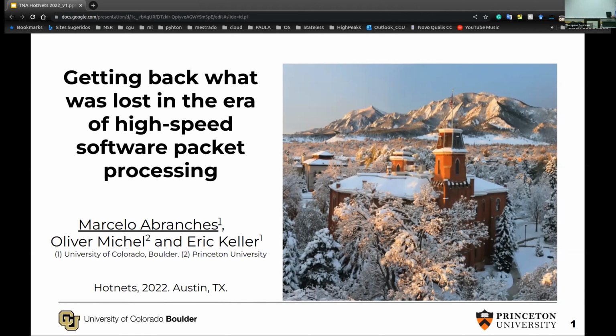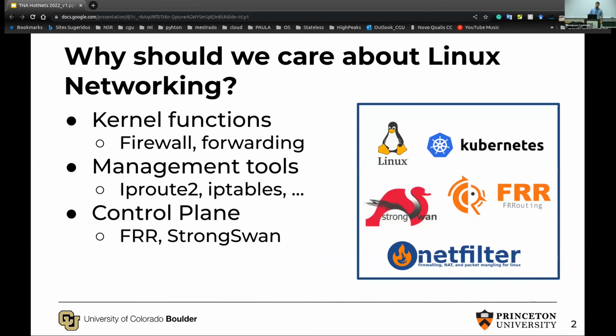Yeah, thanks for the introduction. I'm Marcelo from the University of Colorado Boulder. Today we'll talk about our paper called Getting Back What Was Lost in the Era of High-Speed Software Packet Processing. I start this talk by asking why we should care about Linux networking.